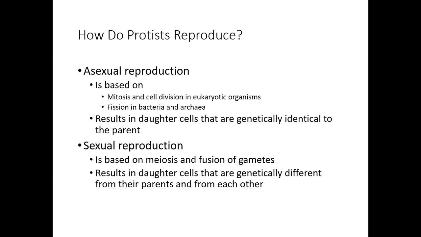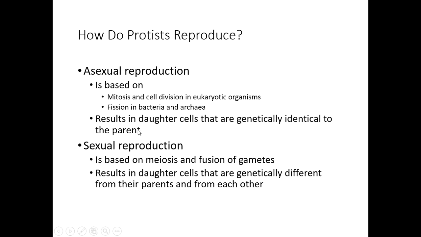There's two types of basic reproduction, and protists do both essentially. Asexual reproduction is making clones, exact copies, so based on mitosis, cell division in eukaryotes. In bacteria, it's called fission, but essentially it results in two daughter cells from one cell that are all identical. So asexual reproduction does not result in any differences at all in the DNA.